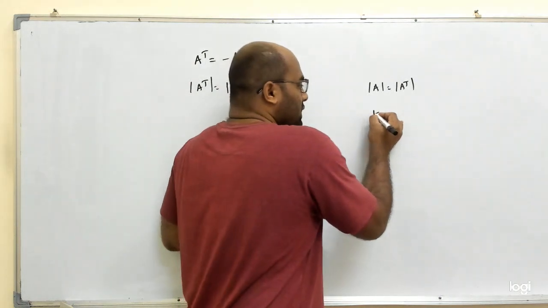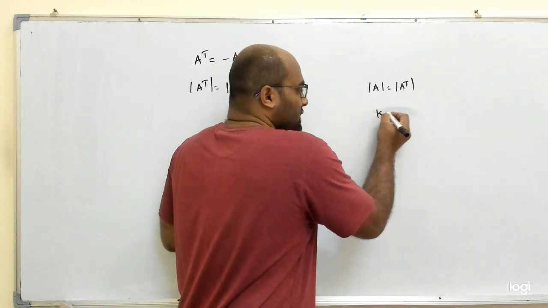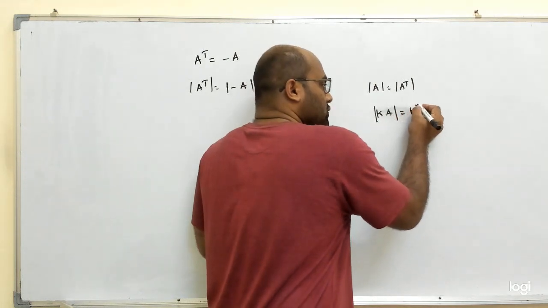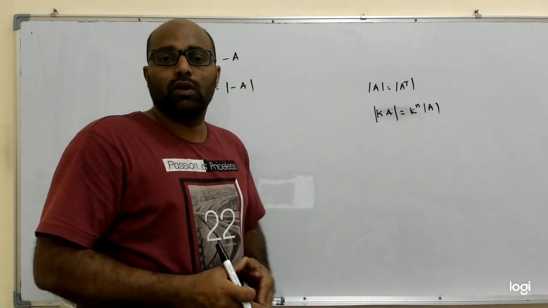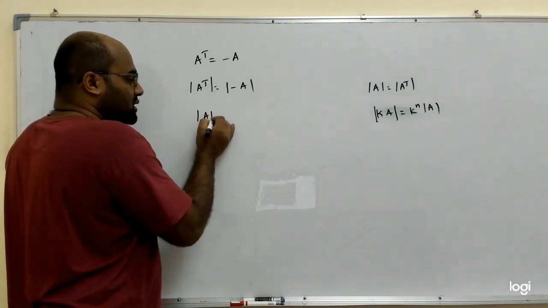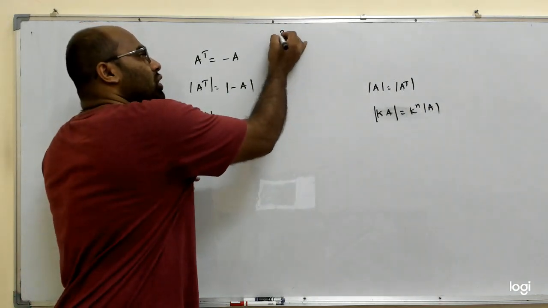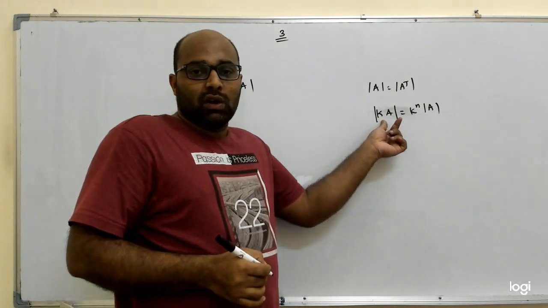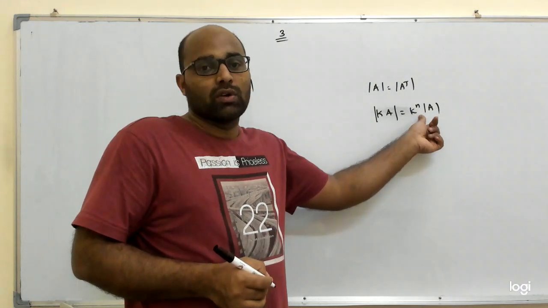Not only that, this one also you know: if a scalar quantity k multiplies a matrix and you find the determinant, it will be k raised to n into determinant A, where n is the order. Important question, we'll do that. Don't forget it. So here, determinant of A transpose equal to determinant A. And here minus 1 is there. The order is 3. So k value is minus 1 into A, and that scalar quantity comes out with the order.